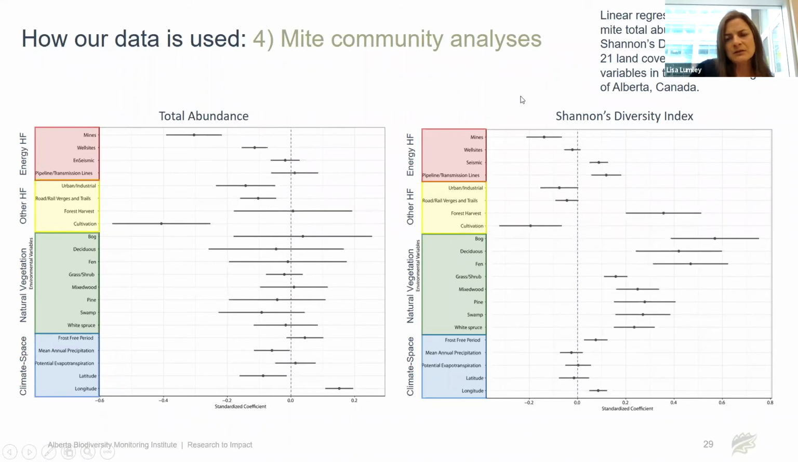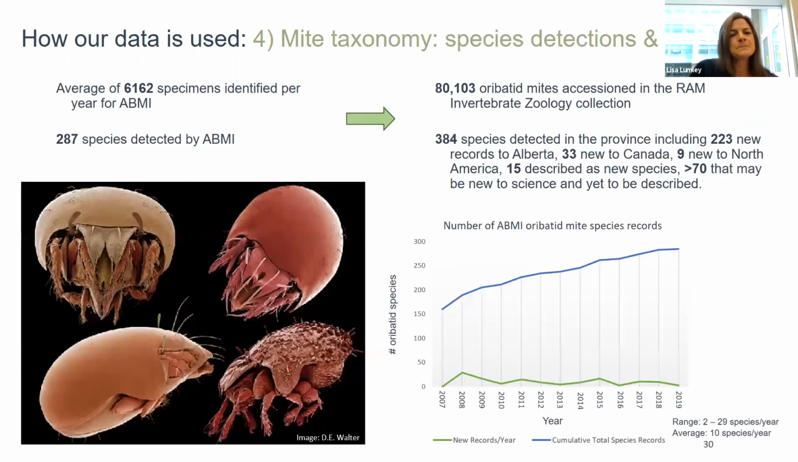We also did a redundancy analysis and found that there is a community composition difference. So we're finding species composition is different between upland and lowland types, as well as with those more intense disturbance types. So we're getting different species in these different areas. And we also use our data to increase our knowledge of mite taxonomy.